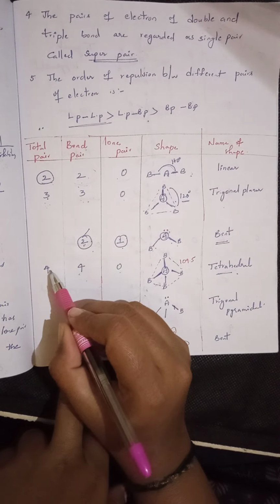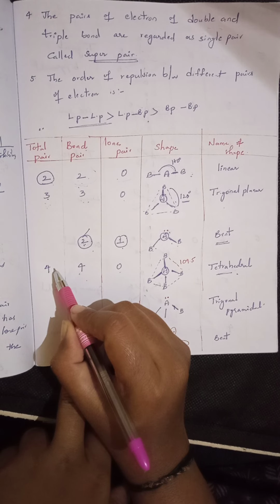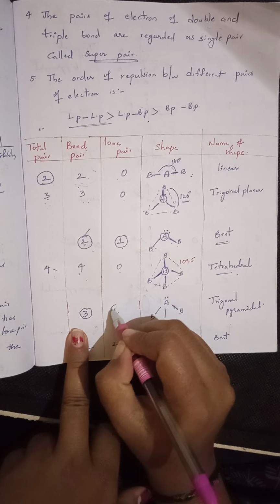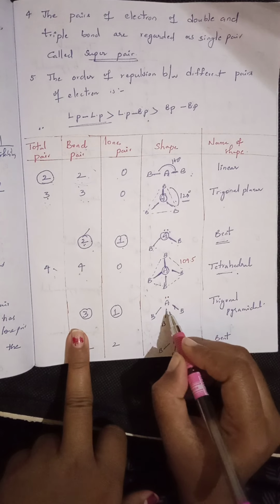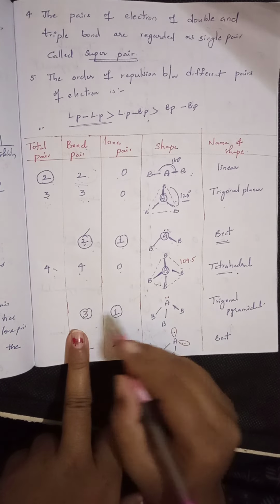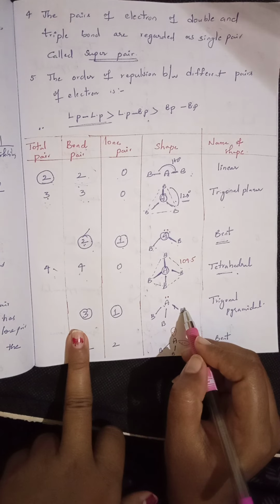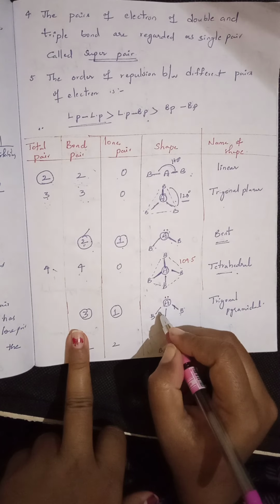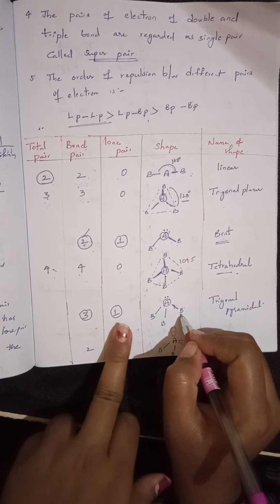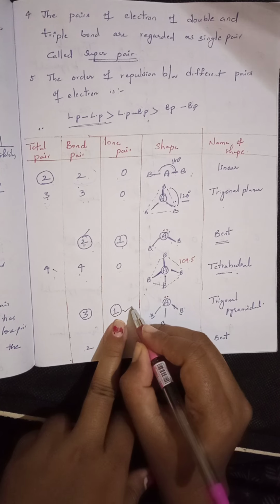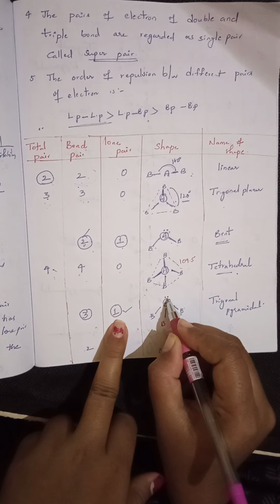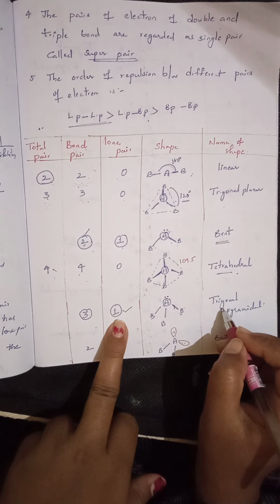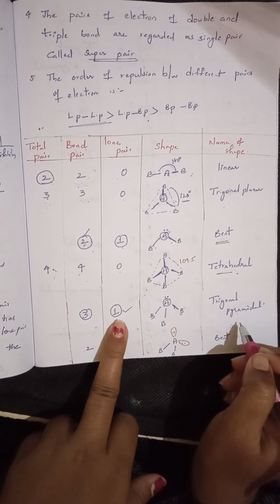In some cases, among the 4 pairs of electrons, 3 are involved in bond formation and one acts as a lone pair. Here 3 are involved in bond formation with 3 atoms. A is the central atom, bonded to 3 other atoms by using 3 bond pairs. Now the 4th pair is acting as a lone pair, which I have represented here, not involved in bond formation, freely available. Then the shape of the molecule is trigonal pyramidal.